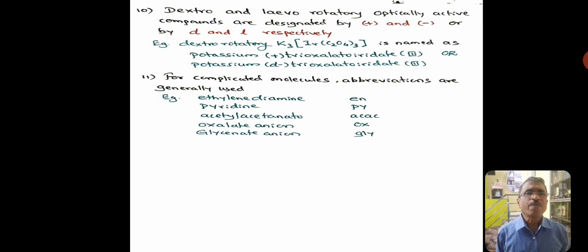So if I take a complex K3[Ir(C2O4)3], it is named as potassium dextro. It is a dextrorotatory compound, hence it is written plus or D trioxalato iridate 3. For complicated molecules, abbreviations are generally used, like ethylene diamine is abbreviated as EN, pyridine is abbreviated as PY, acetyl acetonato is given as ACAC, and so on.